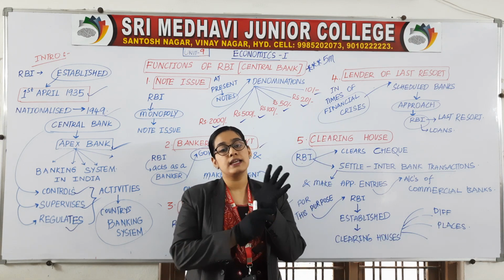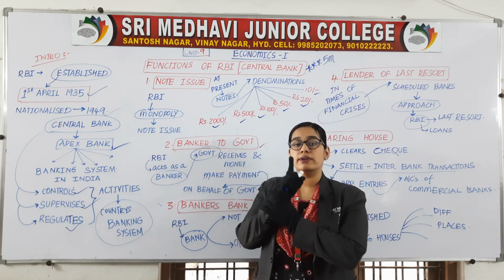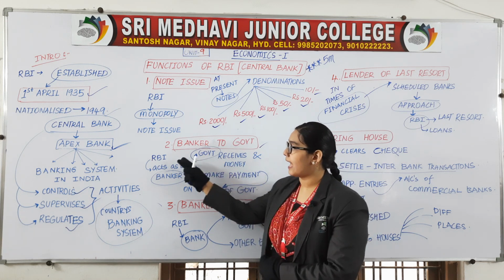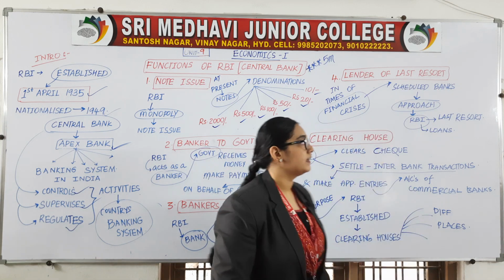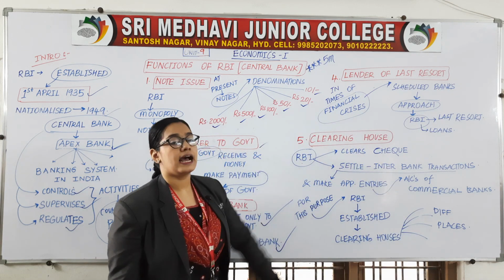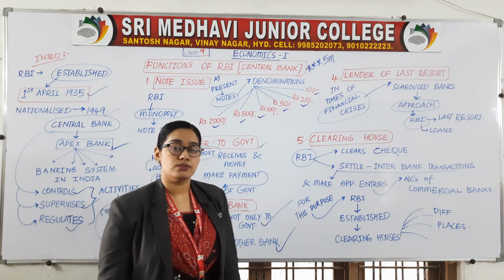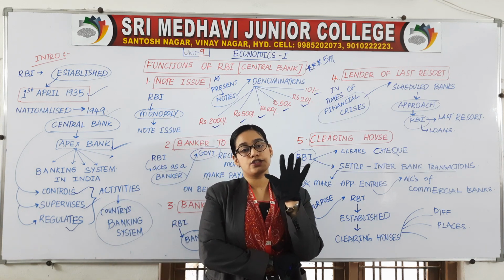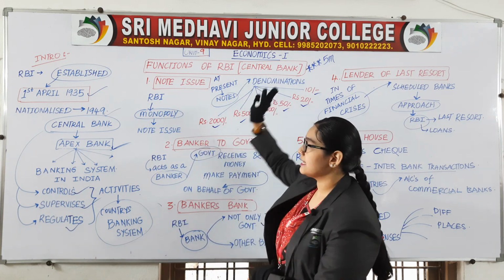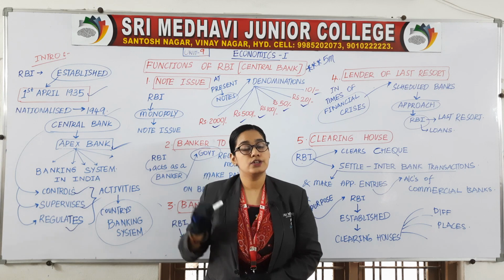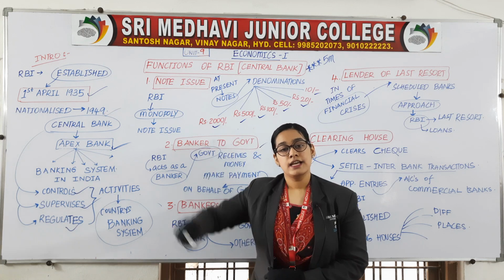There are 5 main important functions of RBI. The first one is note issue. Only RBI has the authority. Then it acts as a banker to the government. It acts as a bankers bank. Then it is the lender of last resort. And the fifth point is it acts as a clearing house. So these are the 5 main important functions of RBI, Reserve Bank of India, which is also called the central bank. A very important topic for 5 marks from unit number 9, that is money, banking and inflation.